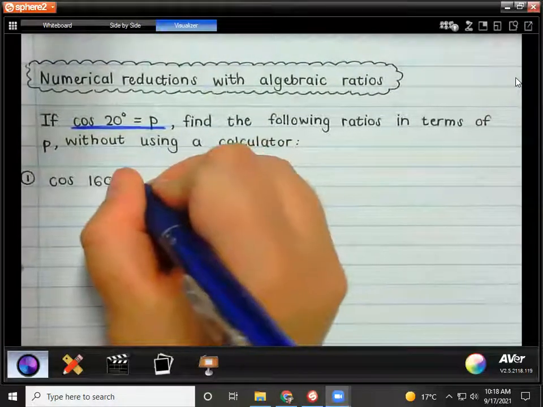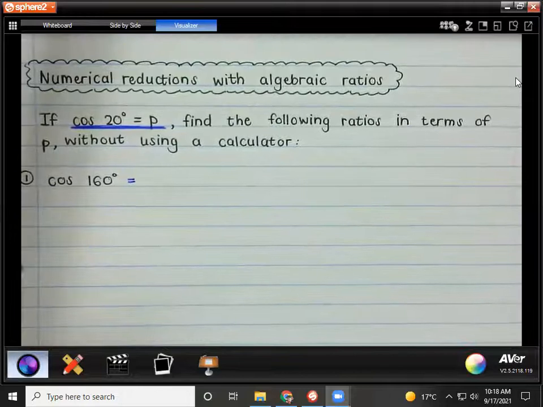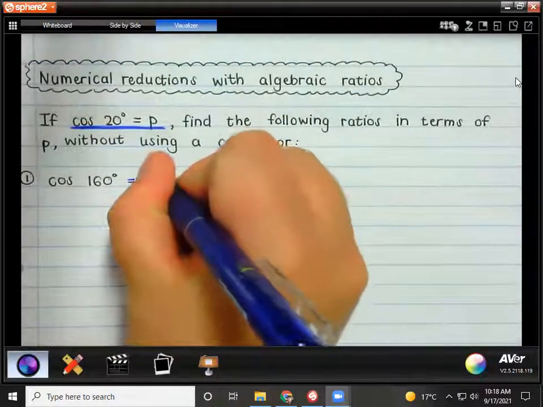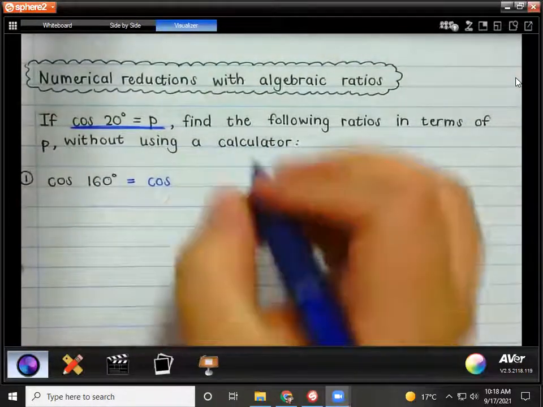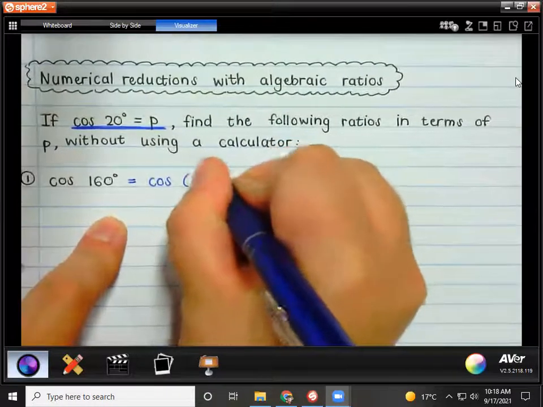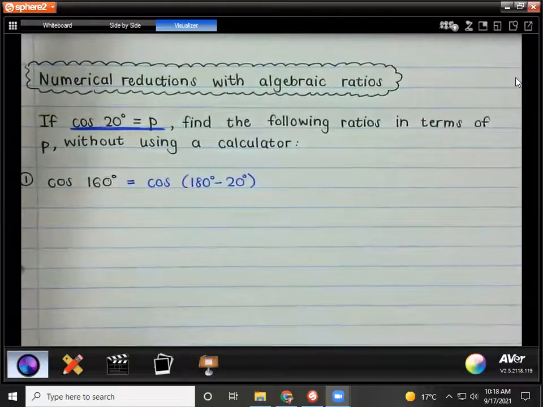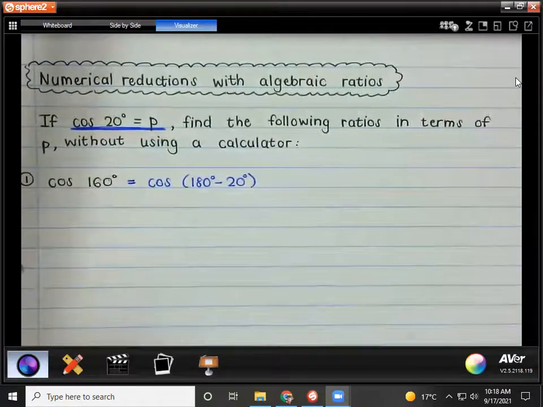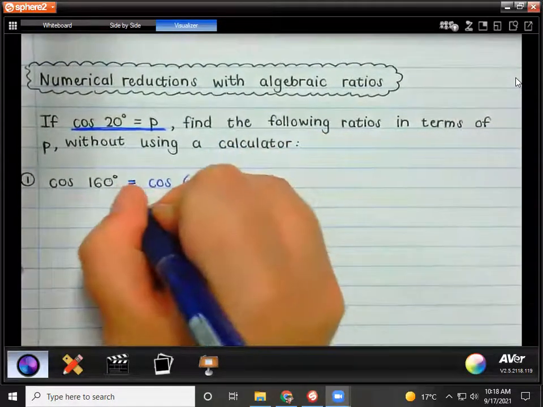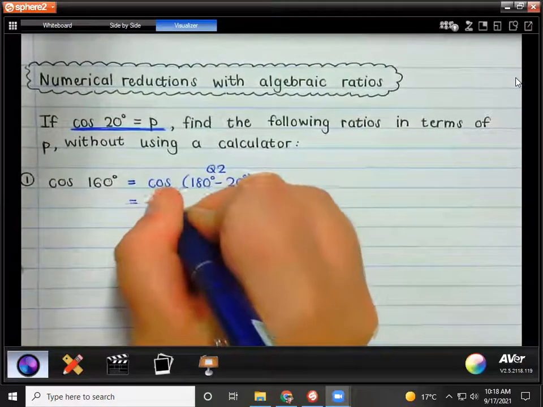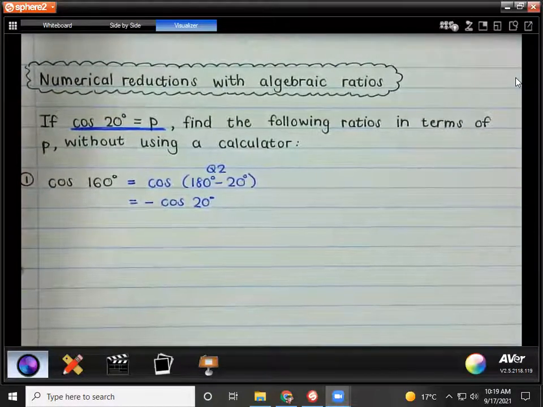All right, I think you might remember doing this last year. 160 and 20, what can I do with that? Jasper? 180 minus P. Not P, because 20 isn't P, cos 20 is P. So 160 is the same as 180 minus 20. Isn't it? 180 minus 20 is 160. What quadrant is this in? 2. What is cos in the second quadrant? Negative. And we know that with reduction formula, we then change it to the acute angle, which in this case is a 20.